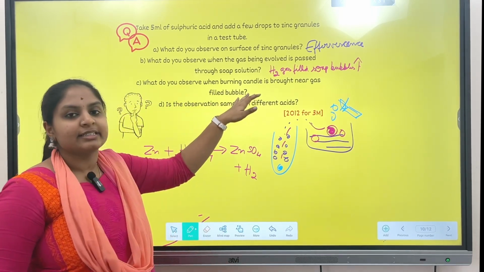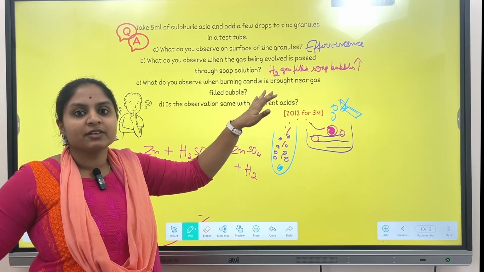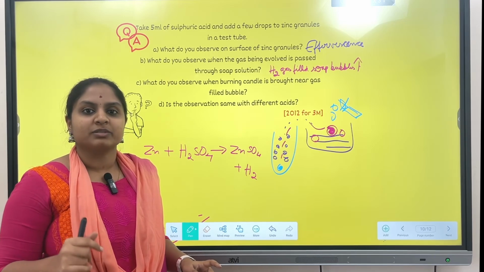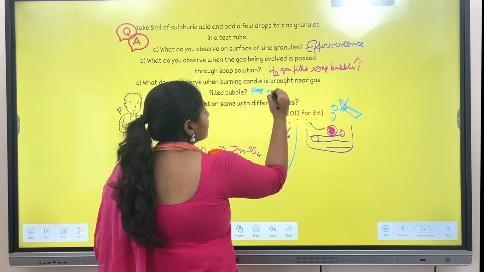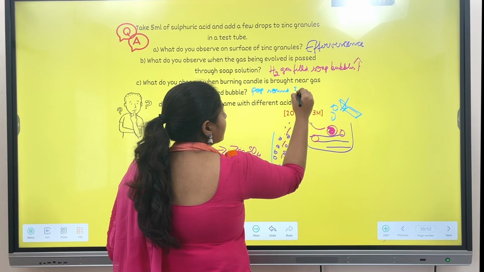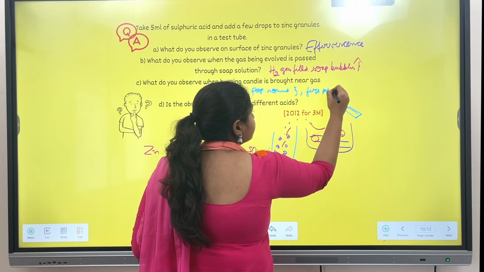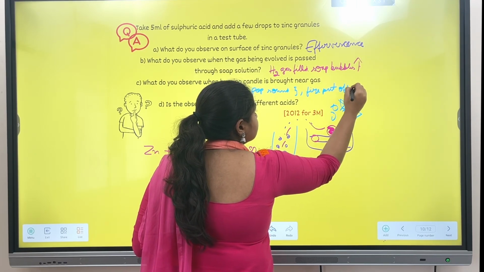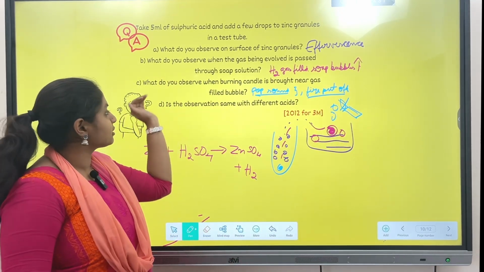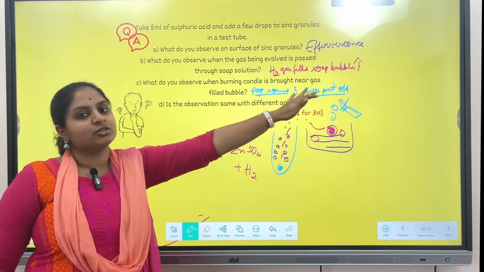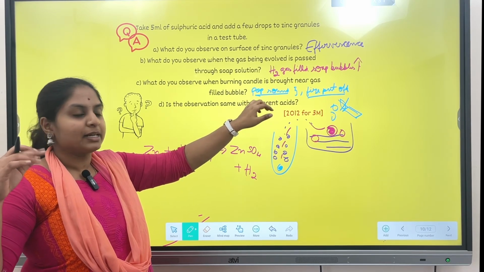So you have to write that the gas will extinguish the burning candle, or put off the fire, and we will hear a pop sound. Pop sound and fire put off. These are the two important words you have to mention in part C. If you want full marks, you have to mention those two words for what you observe when a gas-filled bubble is passed through a burning candle.